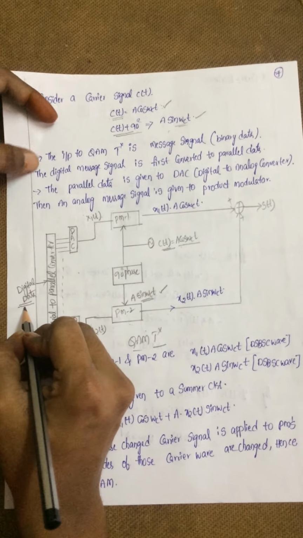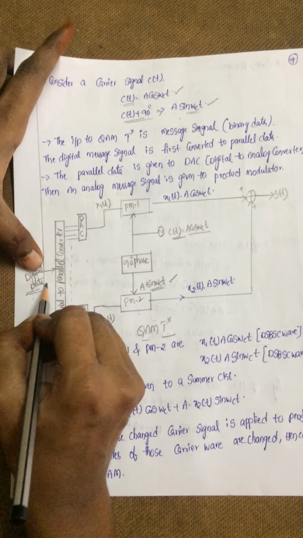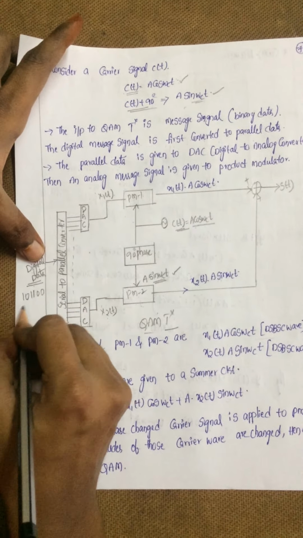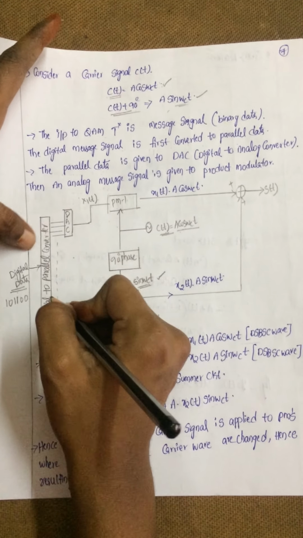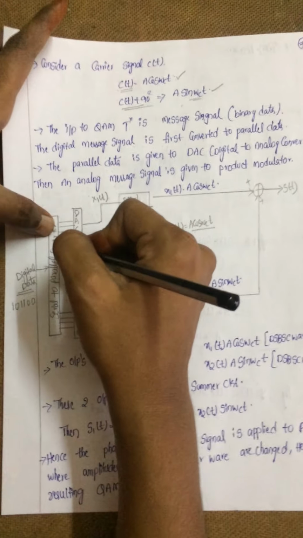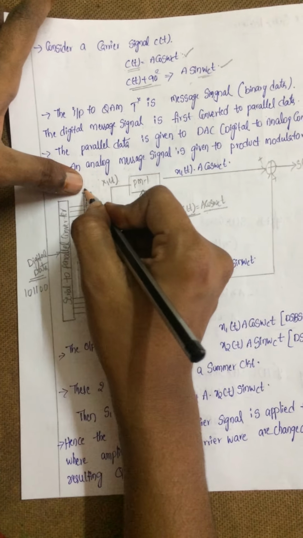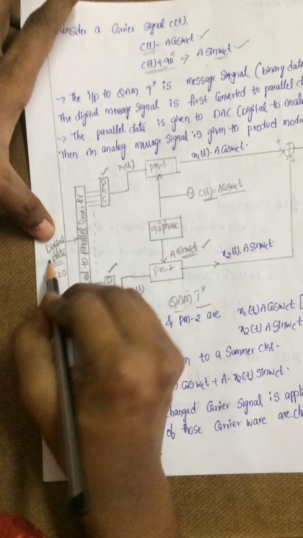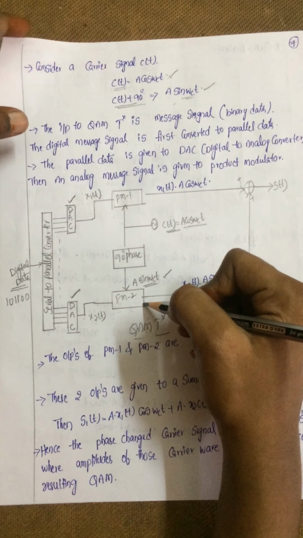Means the input has to be converted from digital to analog. For that, the serial data is coming, in the form of say 101100. So this is coming serially, and this serial data has to be converted to parallel. So serial to parallel conversion is done first. Then this digital has to be converted to analog. That's why we are keeping DACs. So we are converting the digital data into analog and we are giving it to two product modulators.